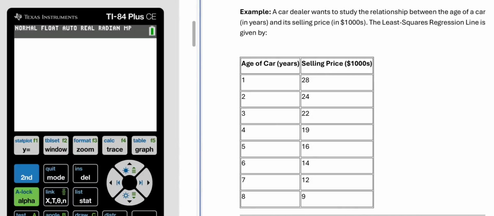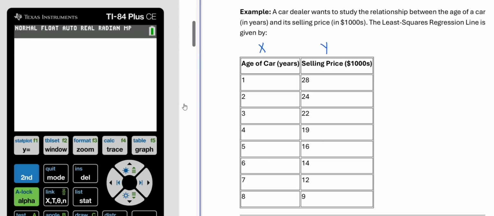In this video, I would like to explain how to use the TI-84 calculator to get the least squares regression line. This example focuses on the relationship between the age of the car and the selling price. So in this example, the age of the car is going to be our input and the selling price is going to be the output.